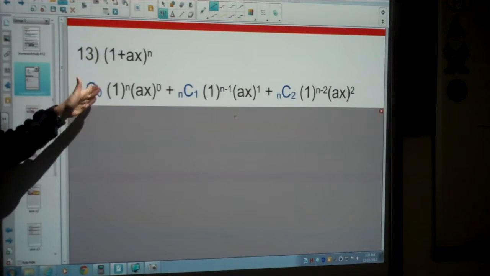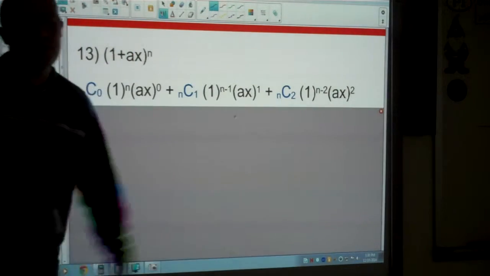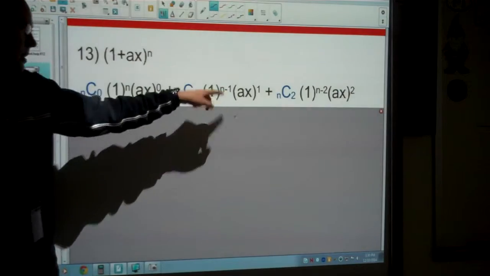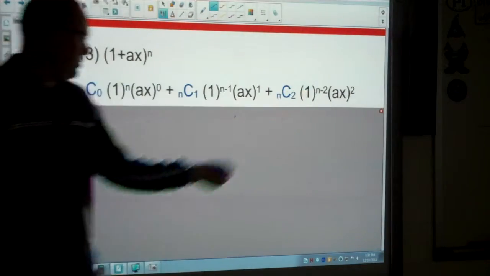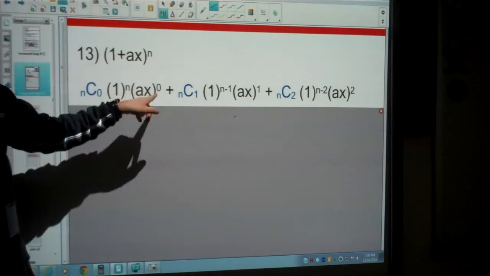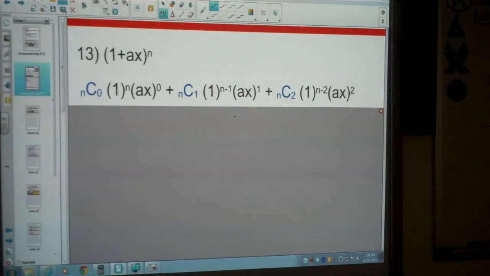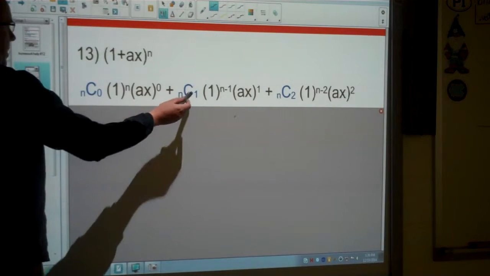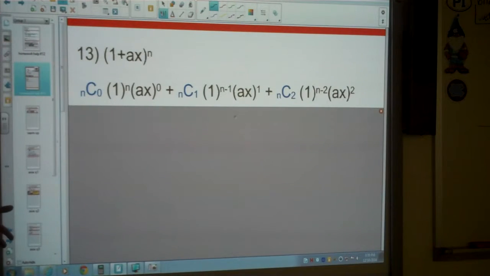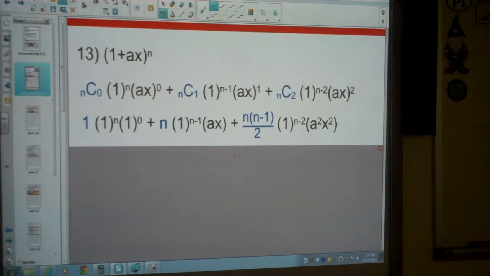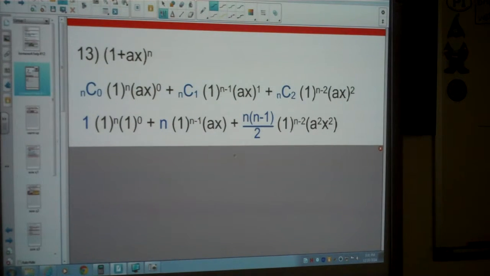We can certainly say it's nC0, nC1, nC2. And first term to the power of n, then decrease the power by 1, decrease the power by 2, and the last term to the power of 0, increase, increase. Now, the first number in Pascal's triangle we always know is going to be 1 anyway. And the second number from Pascal's triangle we also know is always going to be the number itself. So we can say that that's n.